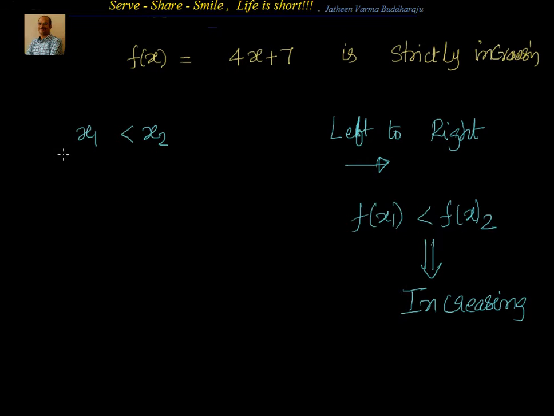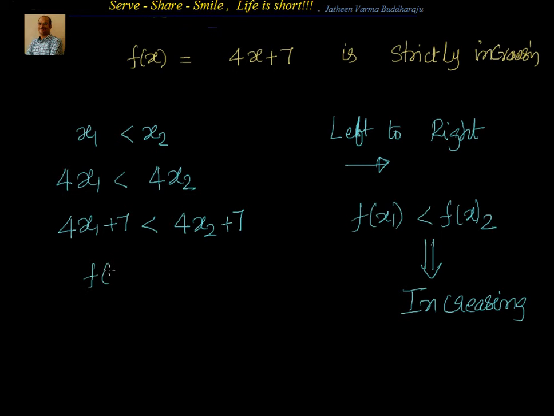Then first, can I multiply by 4 on both sides? Can I say 4x1 is less than 4x2? Now, you know that I can add or subtract on both sides. So I'll try to add 7. I can say 4x1 plus 7 is less than 4x2 plus 7. Now if you observe, this is nothing but f of x1 and this is f of x2. So we have proven that f of x1 is less than f of x2 if x1 is less than x2.